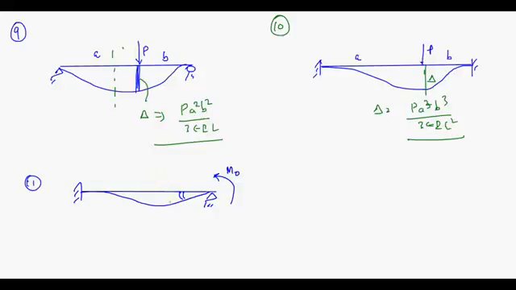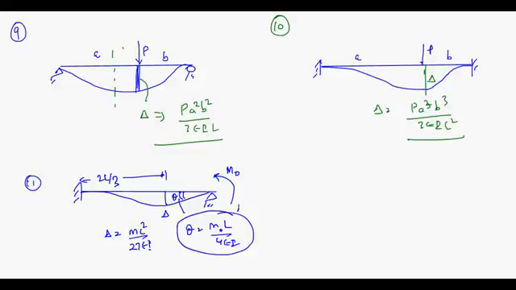This theta is very important. This is theta, and somewhere here you will get delta. So your delta is M L square upon 27 EI, and it takes place at 2L by 3 distance from here. This theta here is important: M naught L upon 4 EI. This is very important, M naught L upon 4 EI.